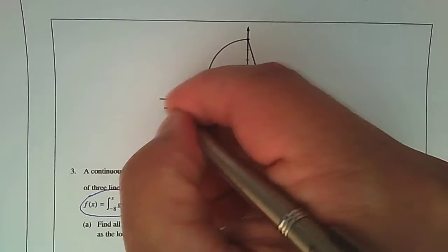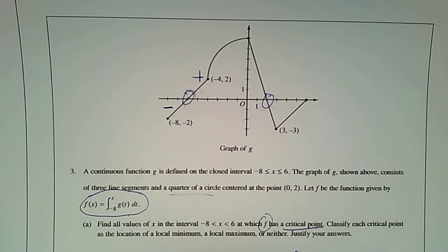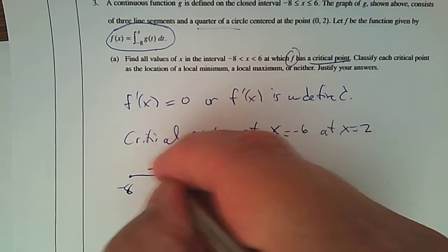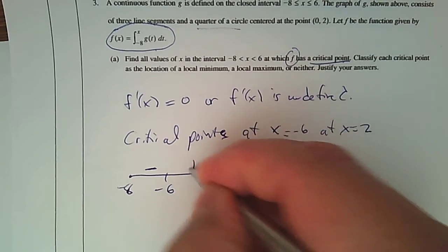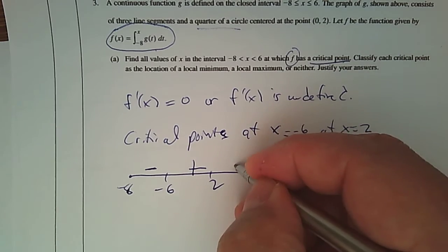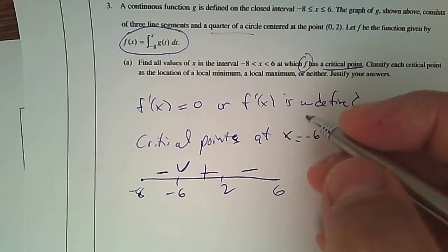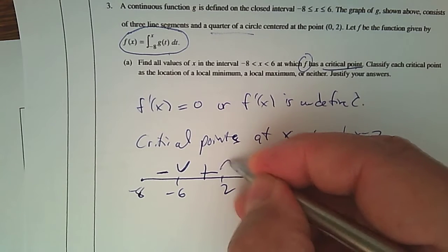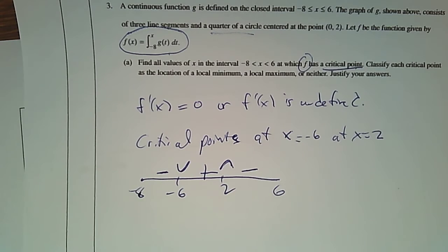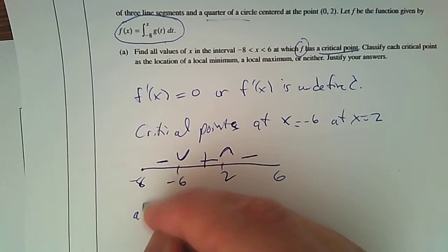Recognize that when you go from negative to positive, and you might want to have a number line from -8 to 6, and understand from -8 to -6, it's negative, then -6 to +2 is above and then below. This might help you understand that at -6 is a minimum and at +2 is a maximum.